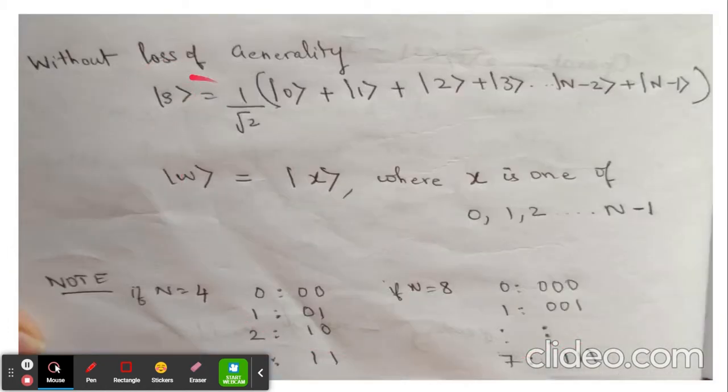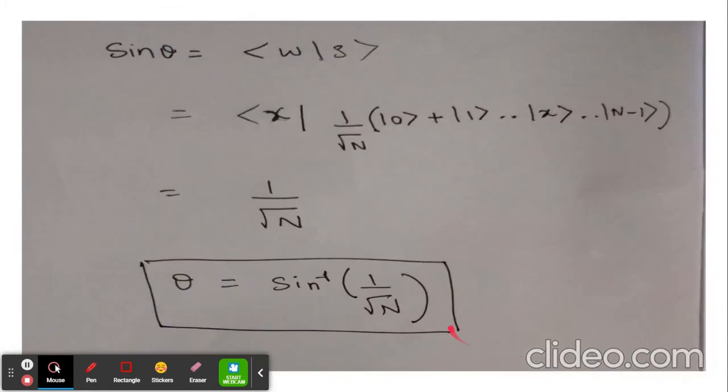So S can be generically written as 1 by root n times the sum of all states, and the winning state is ket of X, where X is one among these states. Note that what I mean here is, if n is 4, then it represents the superposition of all possible combinations of 0 1. And similarly, if n is 8, then it represents these combinations. So expanding bra W and ket S, we get this.